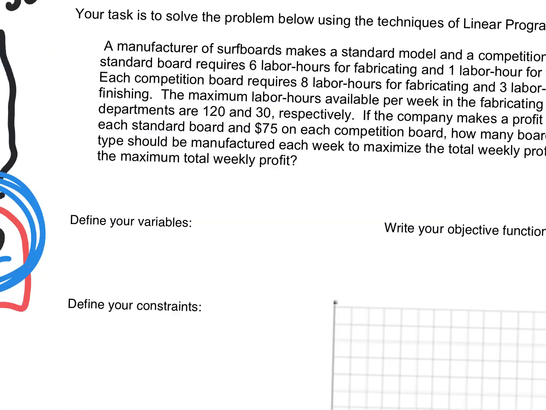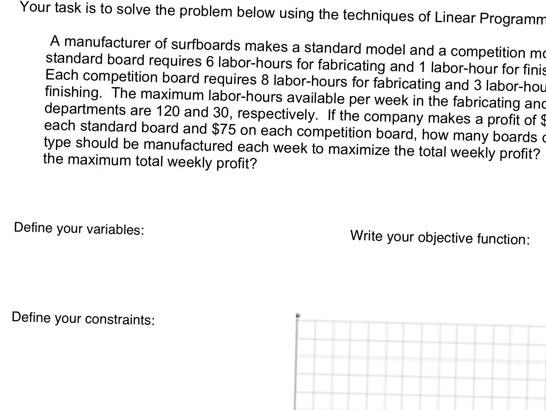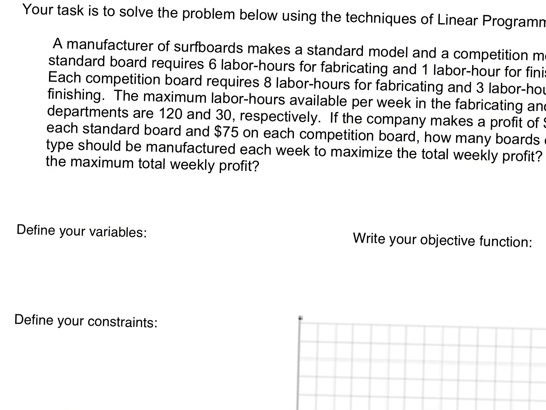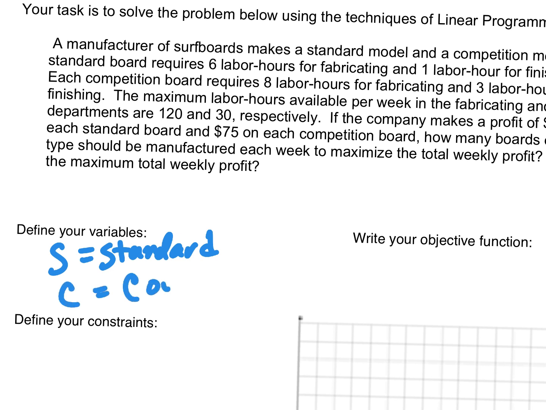All right, so I'm going to help you on this one. We're going to make it fairly simple. We're going to say S is going to be standard models, standard surfboards, and C is going to be competition.